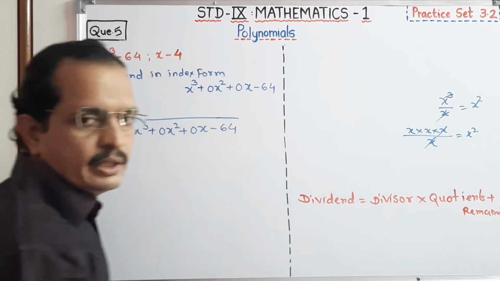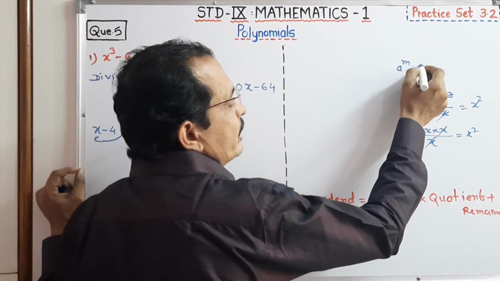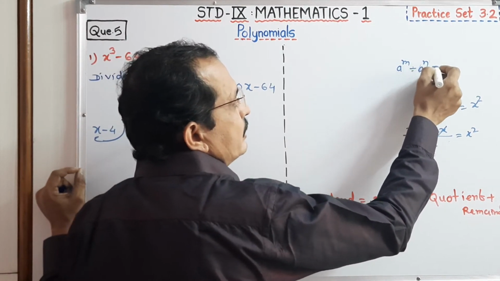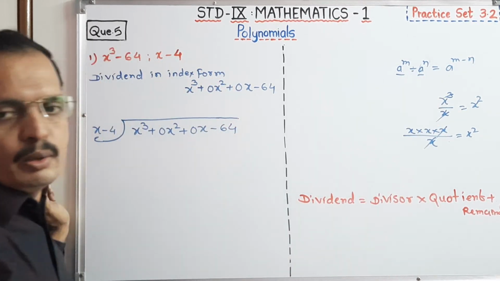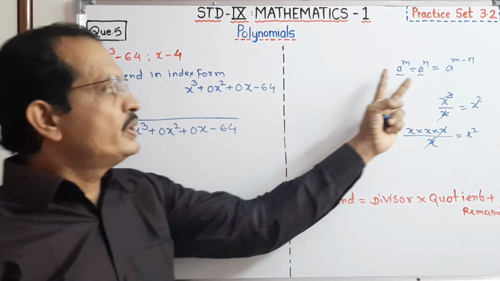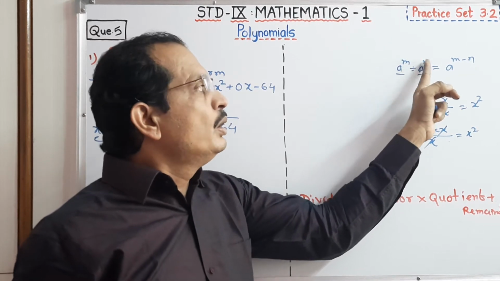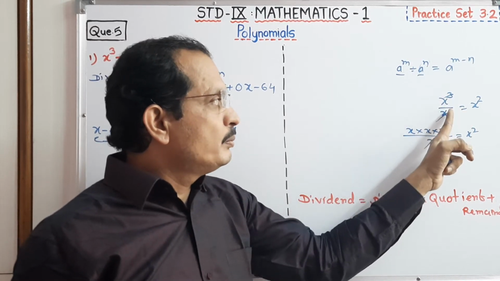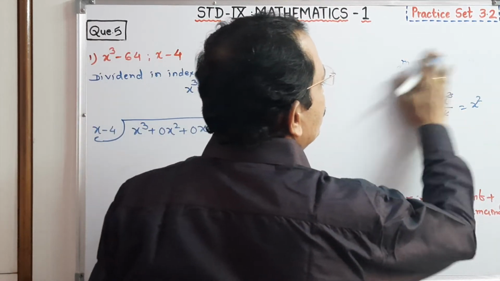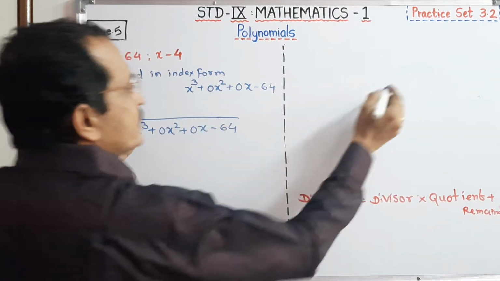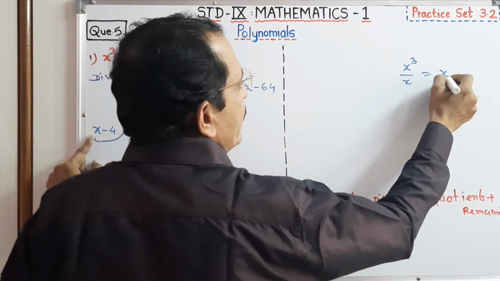Isn't it? Or we know the rule, a raised to m divided by a raised to n is a raised to m minus n. Just now I told you about multiplication, same thing about division. If division is there, base is same, then we have to subtract the indices. Here it is 3, here it is 1, 3 minus 1 it is 2. In short, we have to write this first term x cube and divide this with the first term, it is x, now x square.